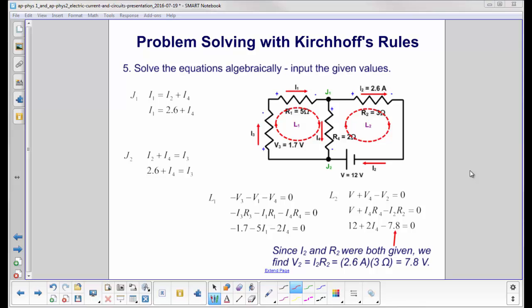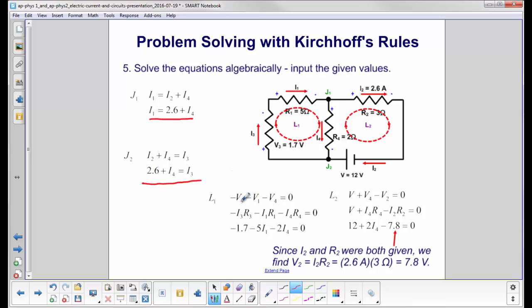This slide looks a little busy, but relax. We're going to take each little piece, one piece at a time, and hopefully it'll make some sense. We start with the junction 1, where you had I1 is equal to I2 plus I4. We look at our givens. Hey, there's I2, it's 2.6. We just plug it in. Same thing for junction 2. We have I2, we replace it with 2.6.